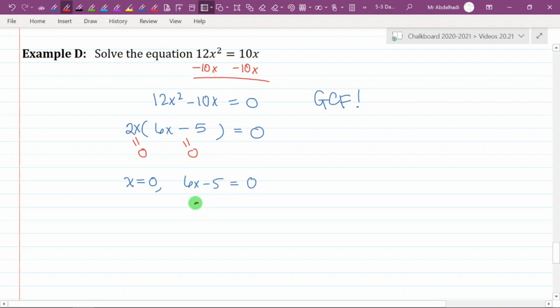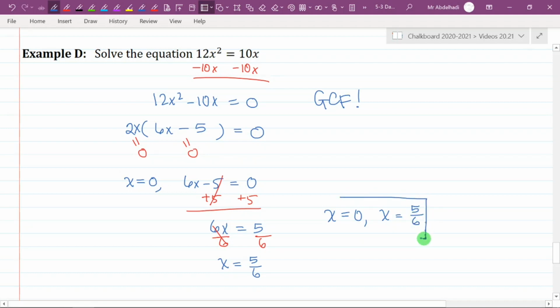And we have to solve it, so add 5 to both sides to get rid of the 5. Then we have 6x equals 5. And then we need to get the x by itself, so divide this by 6, and we get x equals 5/6. Do not change these to decimal. Okay? So your final answer is x equals 0 and x equals 5/6. Box that, and you are done.